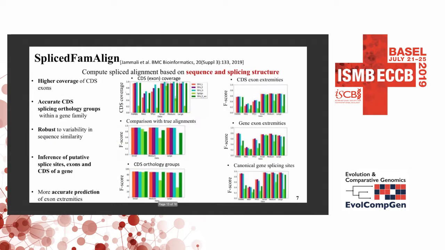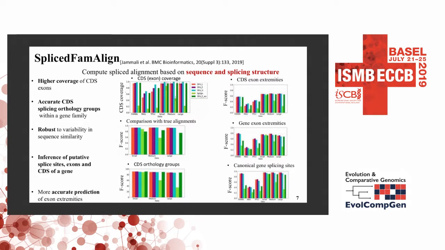Here we have some results of our spliced alignment. We compare multiple versions of our method to the current spliced alignment method, SP line, in light green, and the other colors are the different versions of our method. And we use multiple data sets, real data and simulated data, and we vary the sequence similarity within the data.